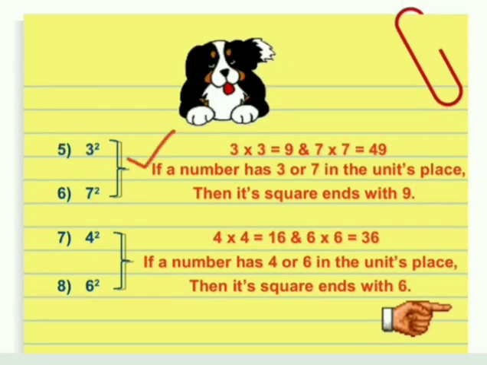Third is, if a number has 3 or 7 in the unit place, then its square ends with 9. If we are having any number, I am taking 33 as the example. So in the unit place 3 is there. So when you find out the square of 33, then in its unit place you will always find 9.